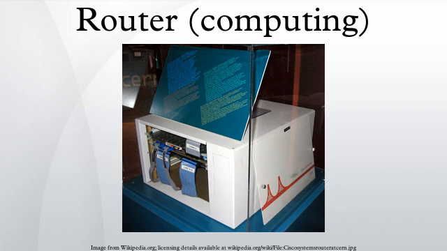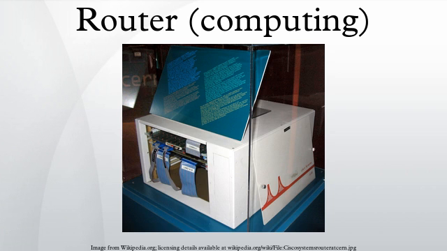A router is a networking device that forwards data packets between computer networks, commonly specialized hardware. This creates an overlay internetwork, as a router is connected to two or more data lines from different networks. When a data packet comes in one of the lines, the router reads the address information in the packet to determine its ultimate destination. Then, using information in its routing table or routing policy, it directs the packet to the next network on its journey.